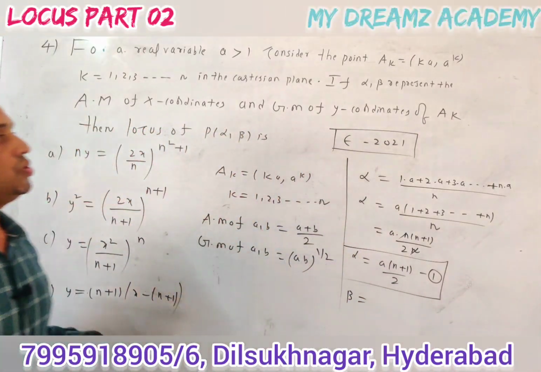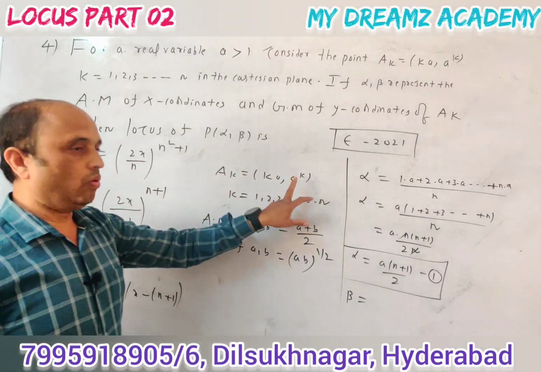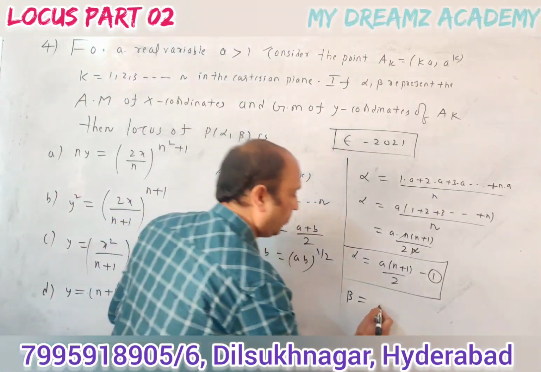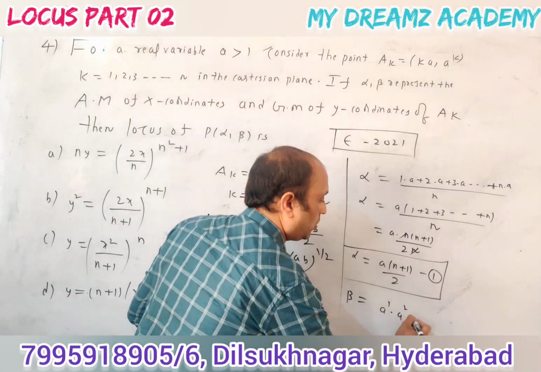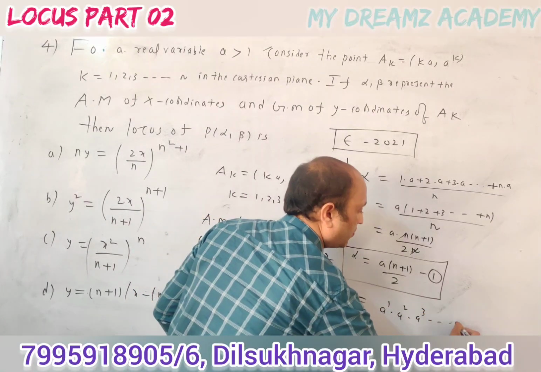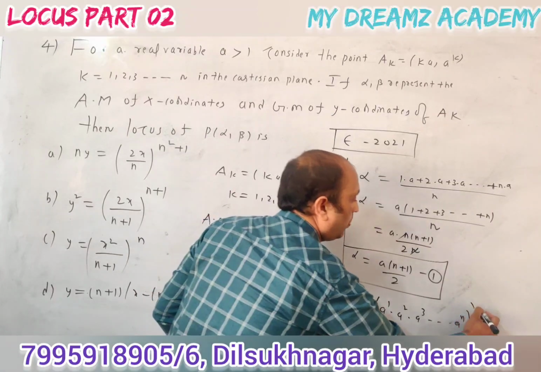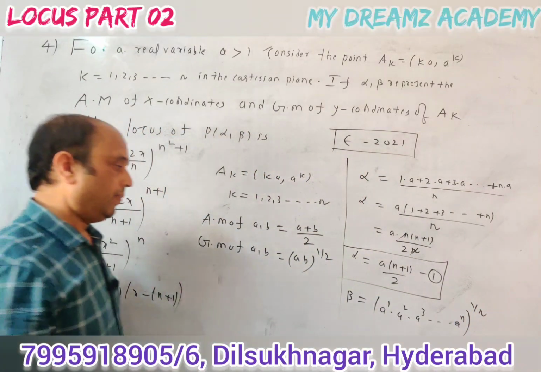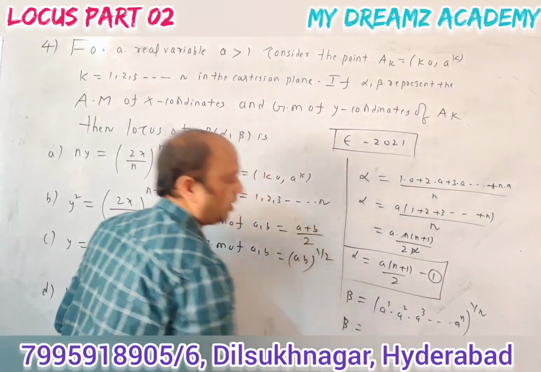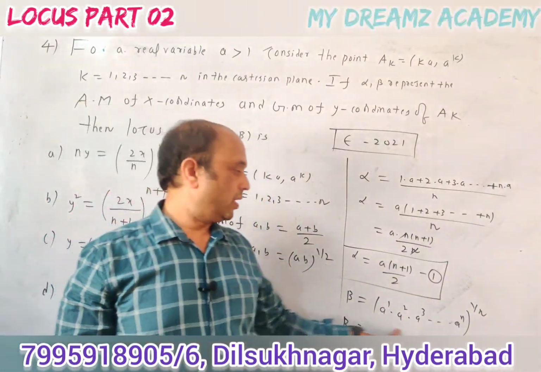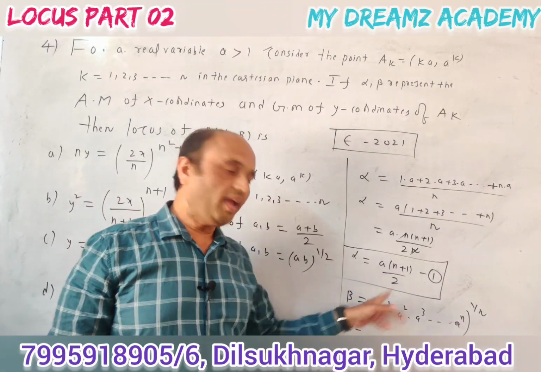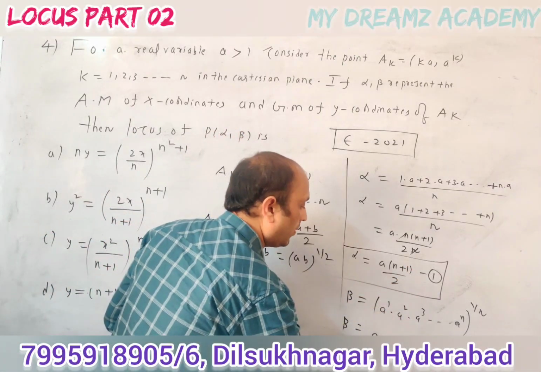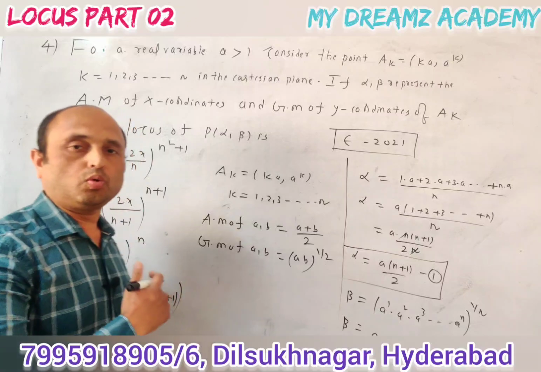Beta is equal to the geometric mean of the y coordinates. So here also, same: a to the power of 1 into a to the power of 2, a to the power of 3, up to a to the power of n, whole to the power of 1 by n. Simplify further. The bases are the same and they are in multiplication, so the powers should be added: a to the power of 1 plus 2 plus 3 plus up to n.